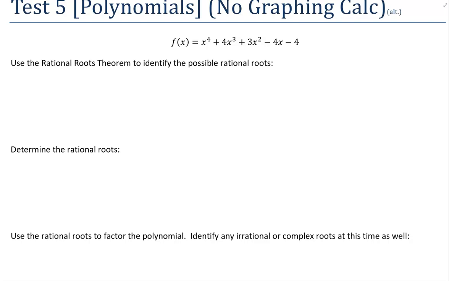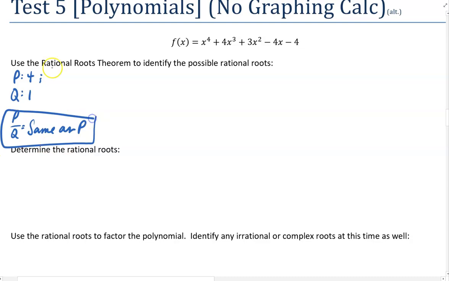Now for our last polynomial to graph, we have a p-value of 4 and a q-value of 1. So the potential zeros here for p divided by q are just going to be the same as p. I know that much already. And the factors for p are positive and negative.